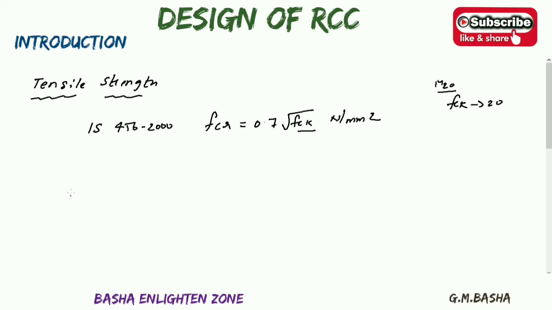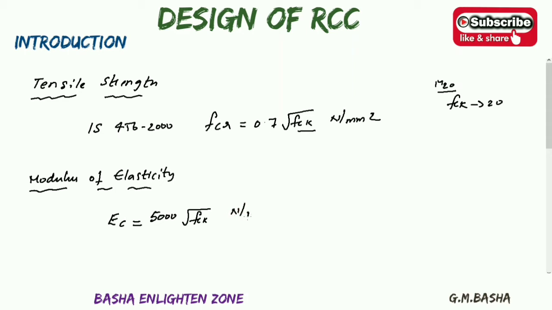And at the same time, modulus of elasticity. So modulus of elasticity of concrete is an important property required for computation of deflections of structural concrete members. So what is the relation according to our Indian standards? It will be given that Ec will be equal to 5000 square root of fck in Newton per mm square.